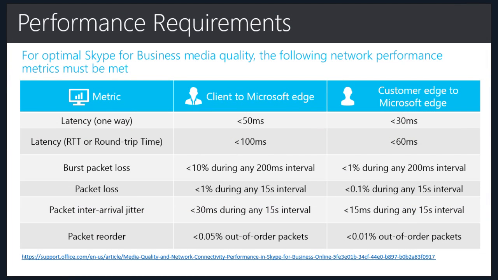So what are our performance requirements? For optimal Skype media quality, we should meet these requirements. Remember when we had the conversation about the Microsoft Edge? This is where you as a customer should get between the client and the Microsoft Edge, and the customer edge to Microsoft Edge. These numbers are officially published numbers, and these numbers must be met. If you're not meeting these numbers, you should take a look at perhaps switching ISP, perhaps using ExpressRoute, or have that conversation with your ISP regarding why you're not meeting these requirements.